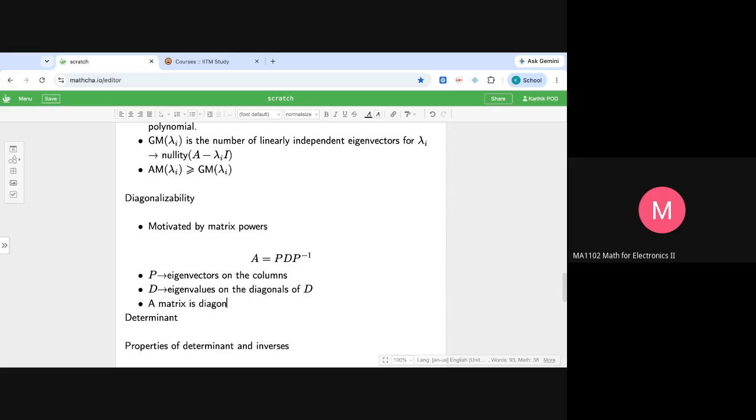So a matrix is diagonalizable if A has n linearly independent eigenvectors, we could put it that way. Or what else could we say about diagonalizability? Each eigenvalue is distinct, right? That is not necessary, but I think that's the quick check.